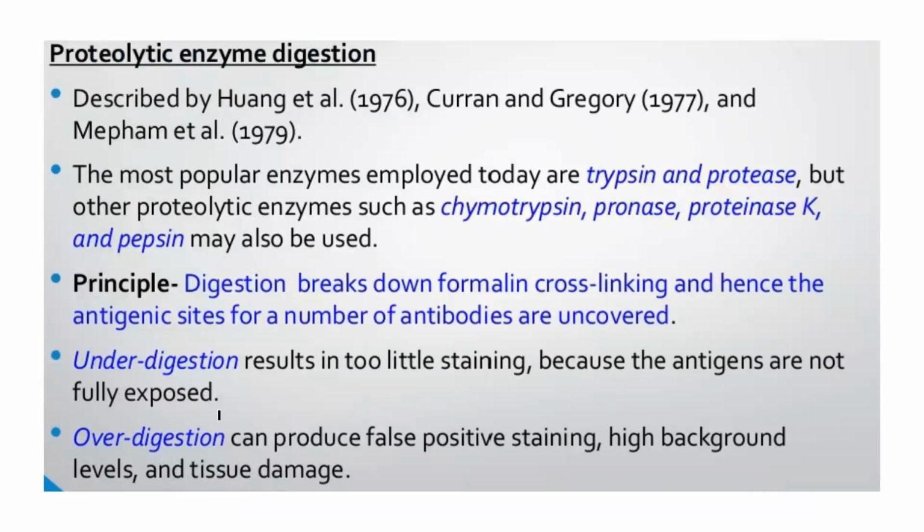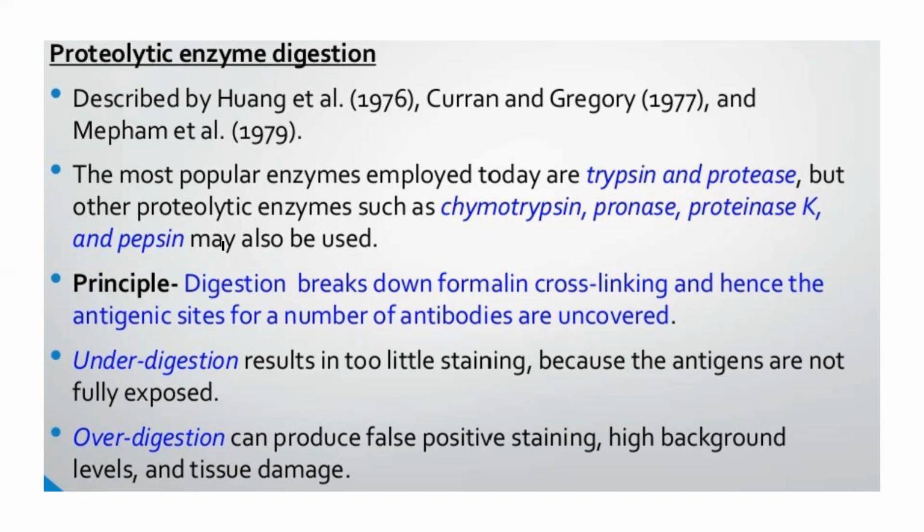Say, for example, proteolytic enzyme digestion. This technique was described by one scientist in 1976. The enzymes that we use for this digestion purpose are trypsins, proteases, chymotrypsins, pronases, and proteinase K, and pepsin can be used as enzymes of choice for digesting the crosslinks among the epitopes. Okay, so this is all about enzyme digestion.